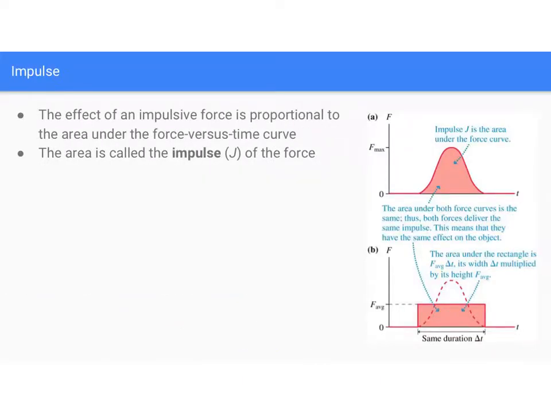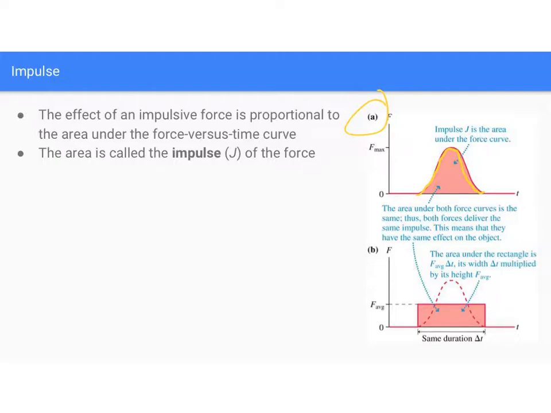So the effect of the force is directly proportional to the area under the curve of a force versus time graph. Now, this might get a little tricky. Again, we're going to simplify things. If I have this first graph A, it's actually really tricky to calculate the area under this curve, because it's not an easy shape.